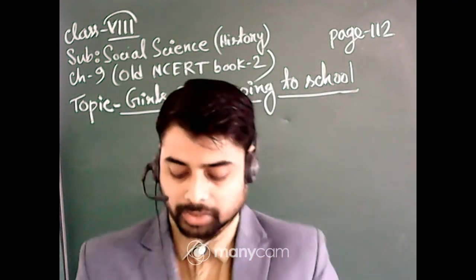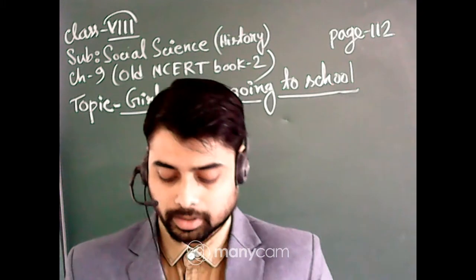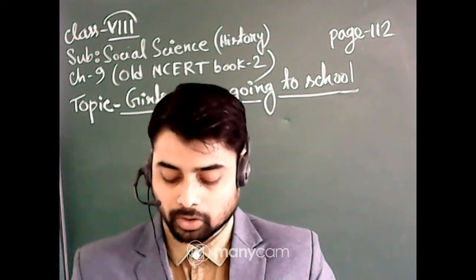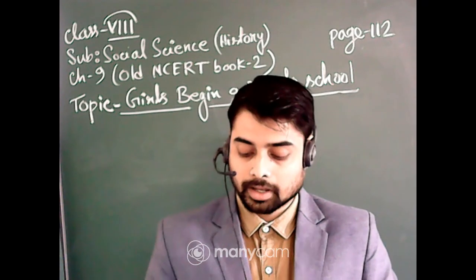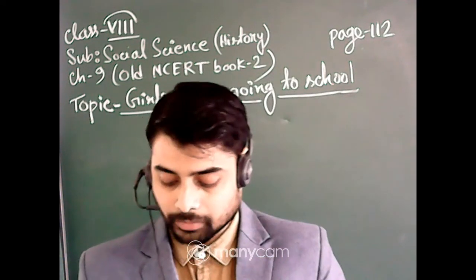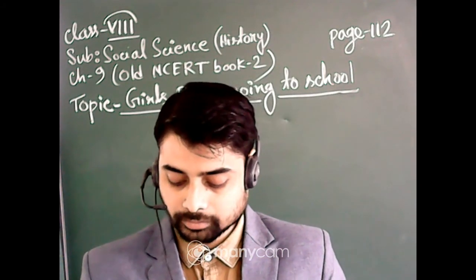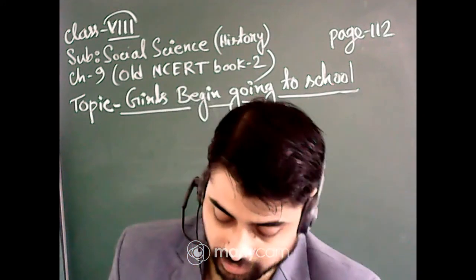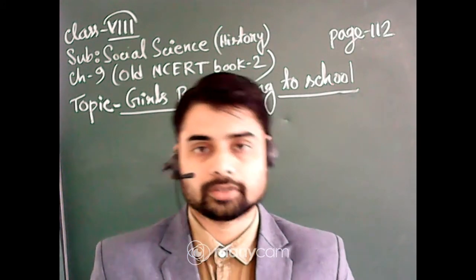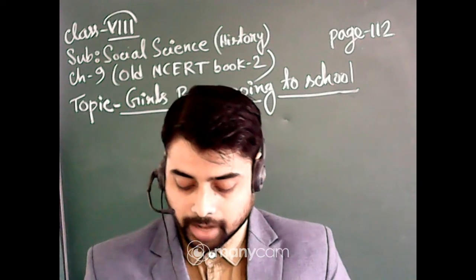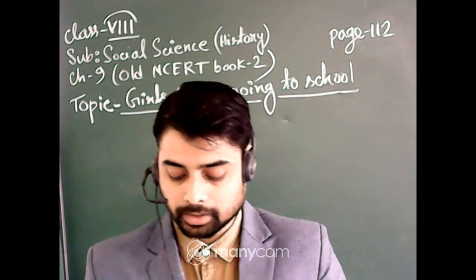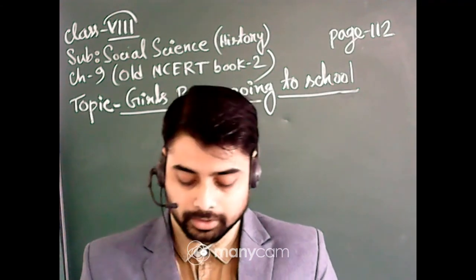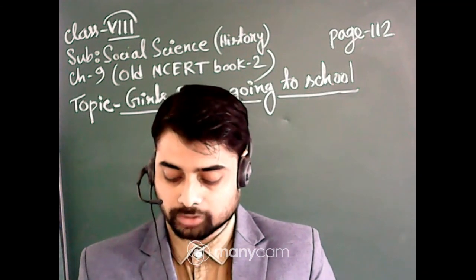Ishwar Chandra Vidyasagar was born in Medinipur in West Bengal, and he was a professor of Sanskrit. In Calcutta, he established many schools for girls. And in Bombay also, following the footsteps of Vidyasagar, they set up schools for girls.